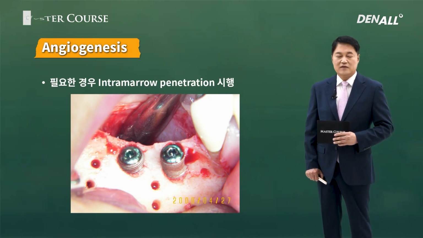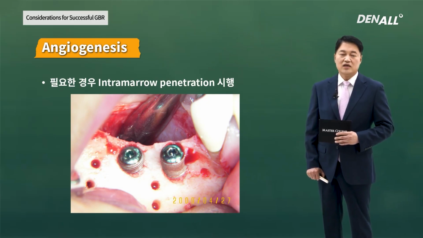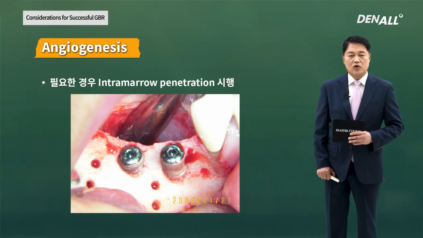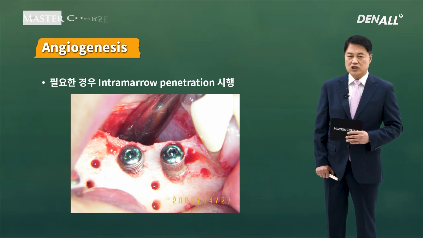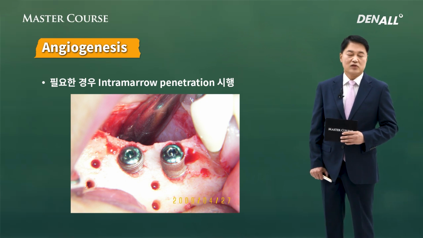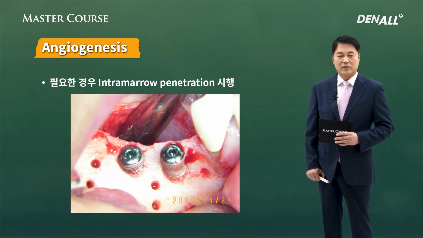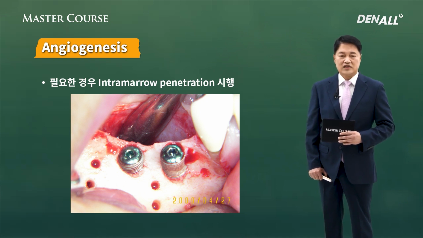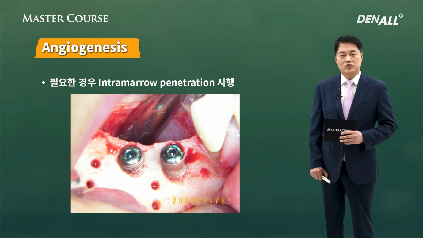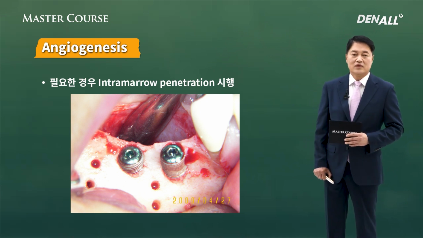Second, angiogenesis. If necessary, make intramarrow penetration. I don't do it for every case, but in the lower posterior where the lower bone is very thick, if necessary, you can punch the cortical bone and do intramarrow penetration so that blood supply is available.